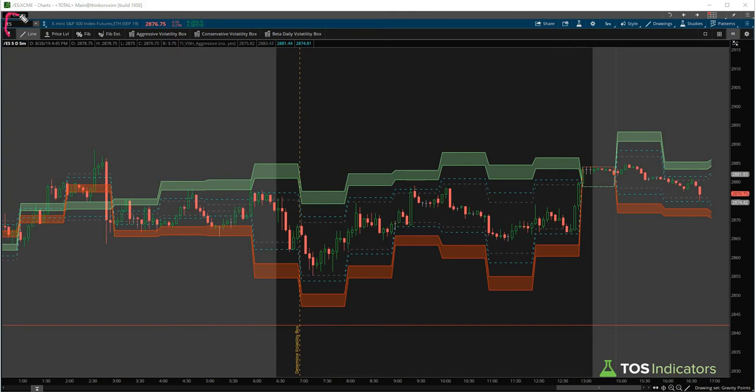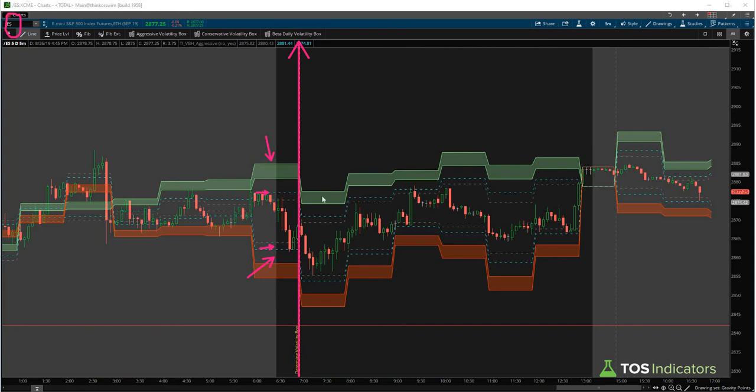Let's start with the S&P futures, and we'll approach this market the way we approach all of our markets every single day. We take a look at the first full hour of trading activity, and we check to see whether or not the S&P futures breached either side of the aggressive volatility box's entry lines, which are these blue cyan lines. As you see here, we very clearly touched them, and that was our sign to switch on over to the conservative volatility box.